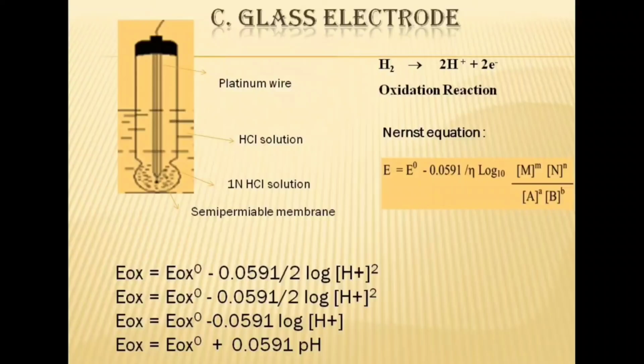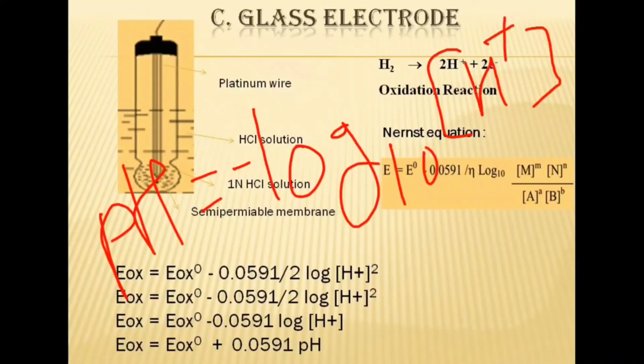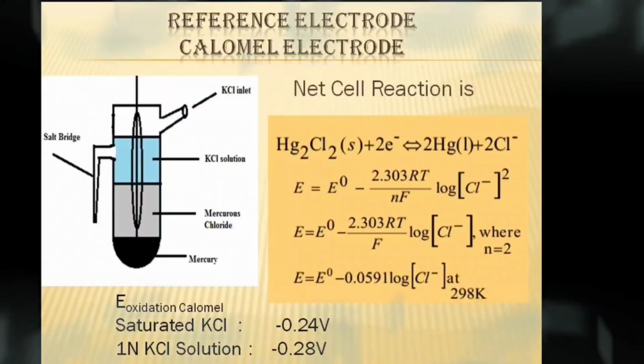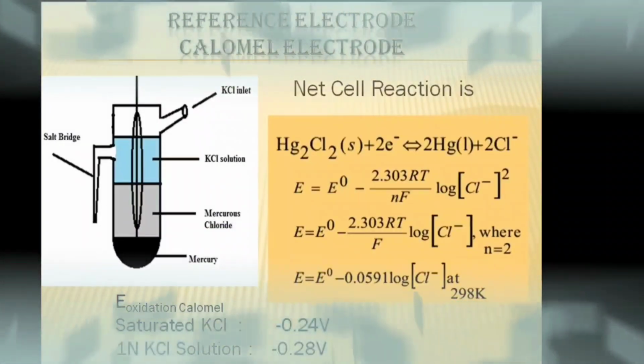Now as per the definition of pH, pH is equal to negative logarithm to the base 10 of concentration of hydrogen ion. So by putting this value, you get E oxidation is equal to E0 oxidation plus 0.0591 pH. This equation is known as the Nernst equation for the glass electrode. So this is all about the indicator electrode.